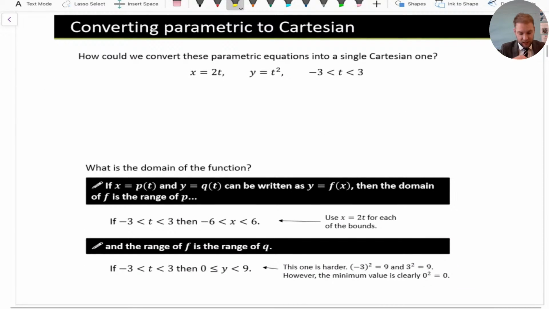So, converting a parametric equation to a Cartesian equation. How could we convert these parametric equations into Cartesian ones? There's a few different ways you can do it. I'm just going to get this part up. Give me one second.